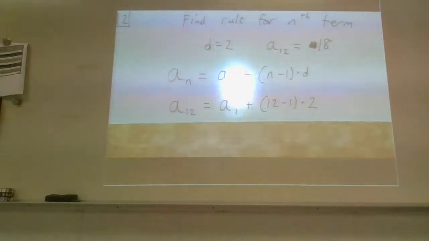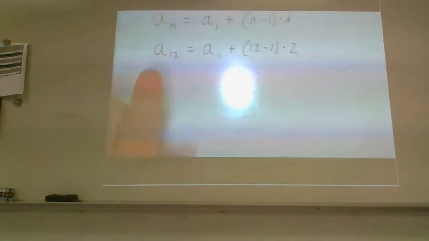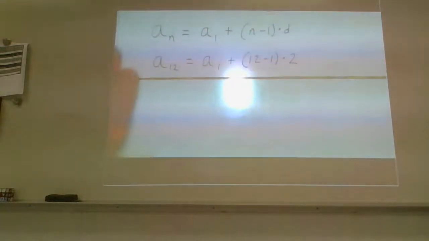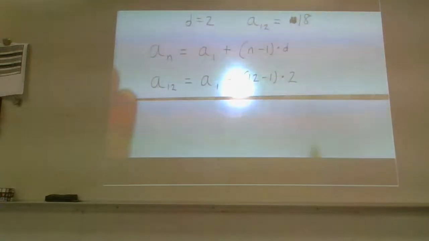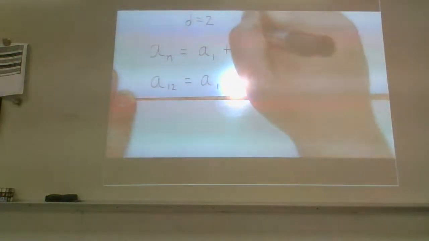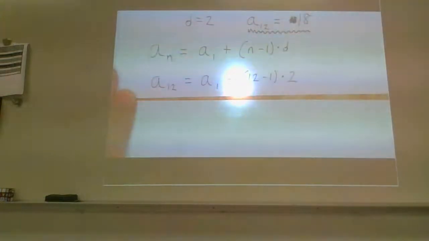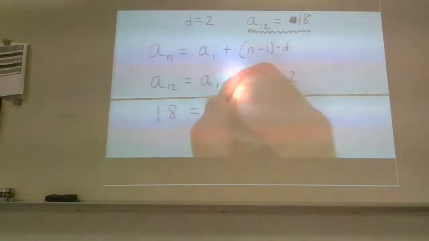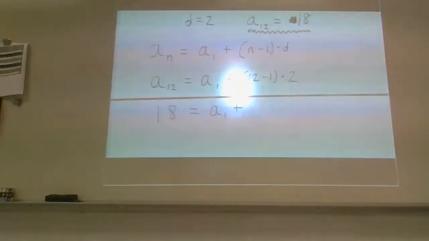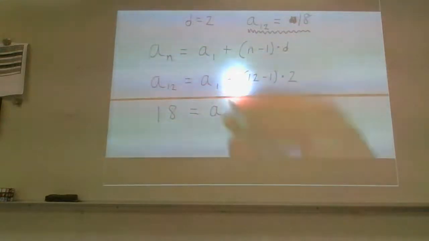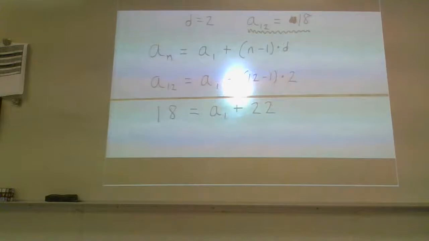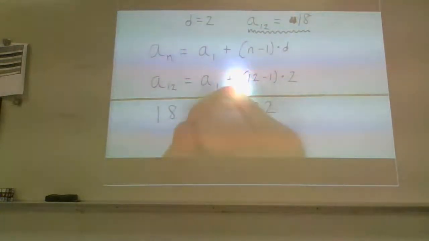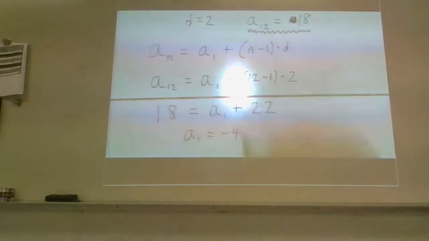But I can solve this, because I know what a sub 12 actually is. I know that a sub 12 is equal to 18. And because of that, I can now do this. 18 equals a sub 1 plus, I'm going to simplify that, 12 minus 1 is 11 times 2 is 22. And I can get a sub 1 by itself. A sub 1 equals -4.